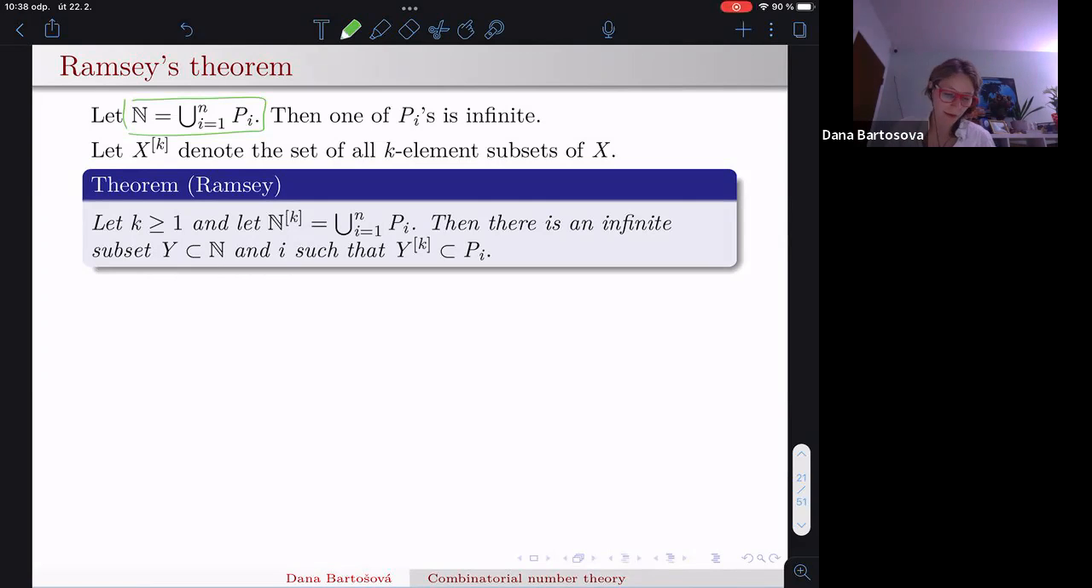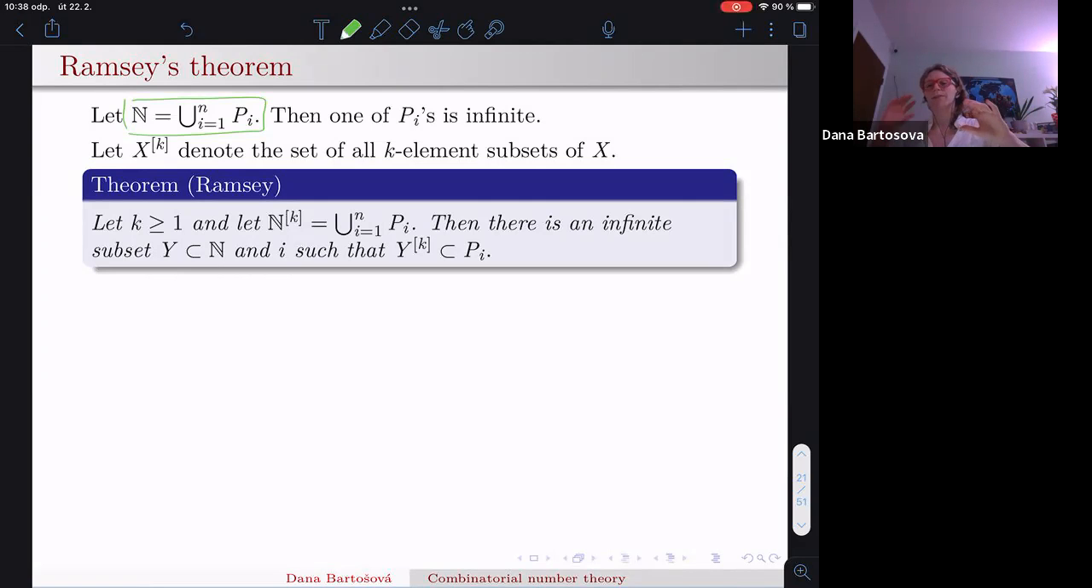Here we will look at natural numbers again. So now we are not going to partition natural numbers, but the K dimensional analog of K element subsets. And then we claim that there is still going to be an infinite subset of natural numbers, such that all K element subsets of that are going to be in the same part.